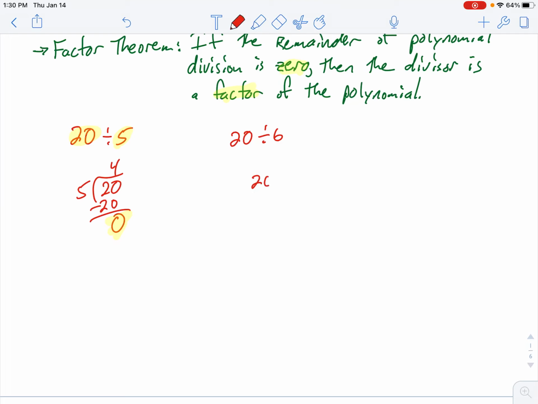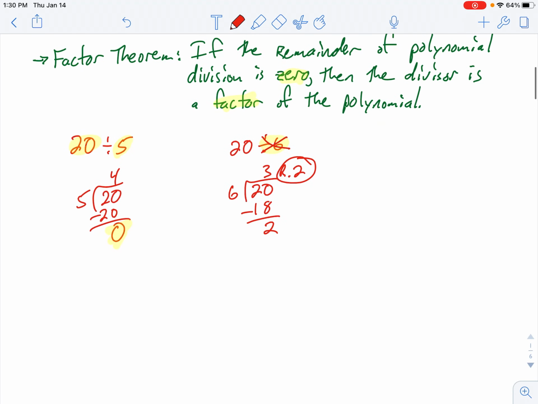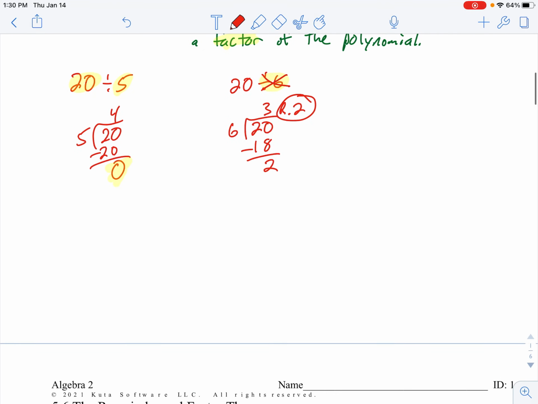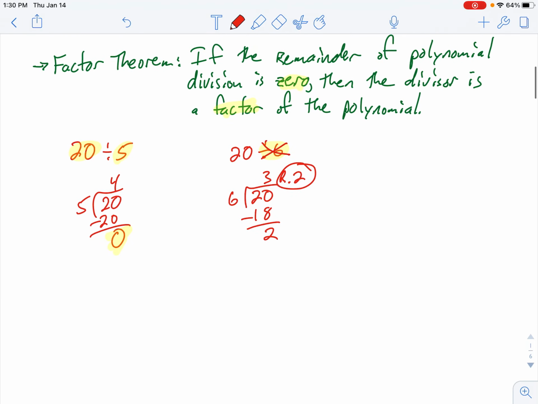Compare that to the next example, 20 divided by 6. 6 goes into 20 3 times. 3 times 6 is 18. Subtract that, you get 2. So it's 3, remainder 2. Because there's a remainder, 6 is not a factor of 20. It doesn't divide in evenly. So the factor theorem basically says the same thing goes for algebraic, polynomial expressions.